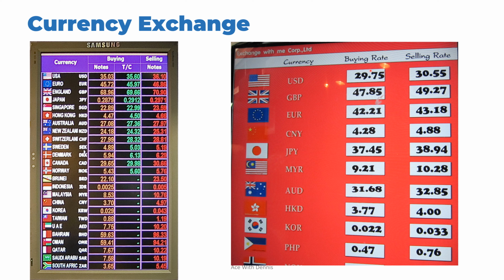Okay, the next one, the selling, right? So what does it mean? It means that if you want to buy $1 from them, then you have to pay them this amount of money. Okay, so this is one example.